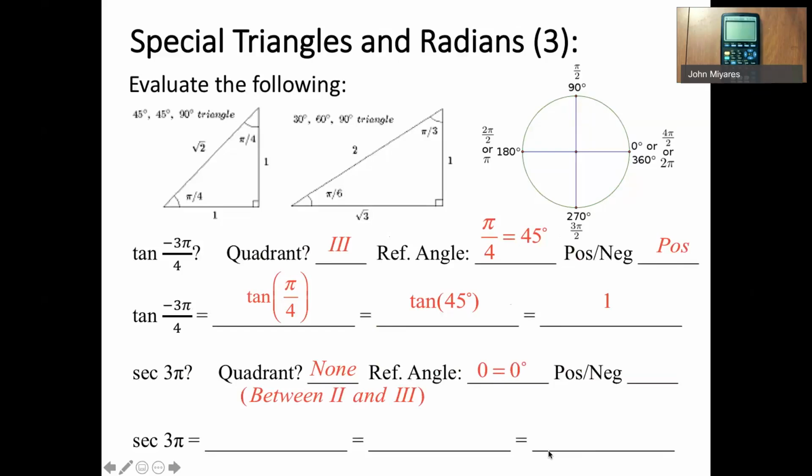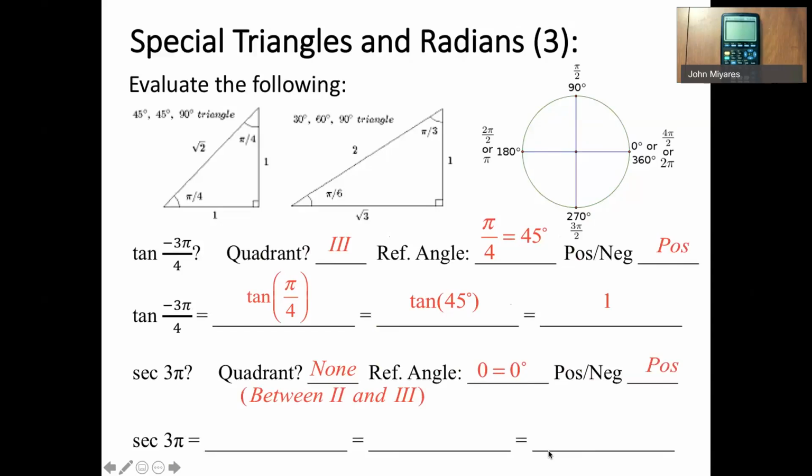As for the positive and negative signs, both cosine and secant are negative in quadrants 2 and 3. And our terminal side is right between quadrants 2 and 3. So it seems reasonable that the secant should be negative over there.